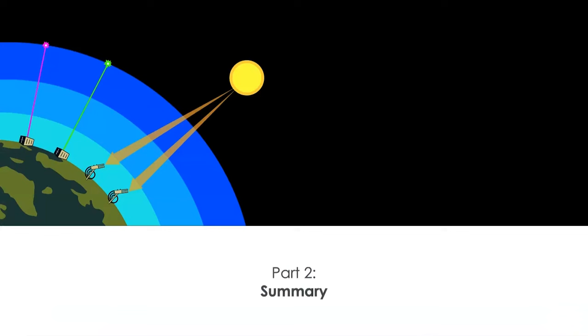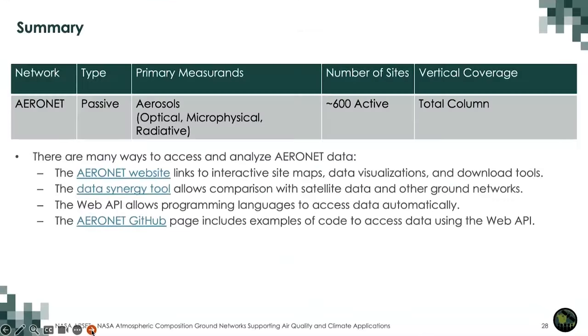So quickly, I want to summarize all the things which we have covered today. Again, AERONET is a network of ground-based sun photometers. It makes aerosol measurements from around 600 active stations from all around the world. It's not a surface measurement, but a total column measurement of the atmosphere. The data has been around for the last 30 years, extensively used in air quality, air pollution, and climate change research to validate the satellite and the model outputs.